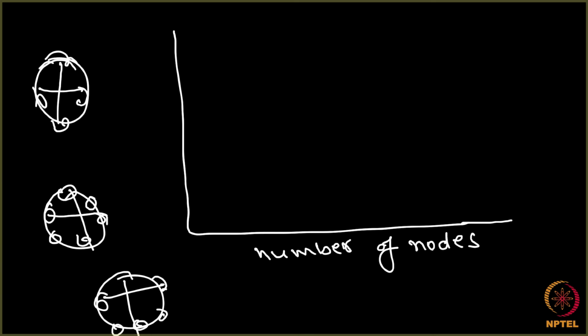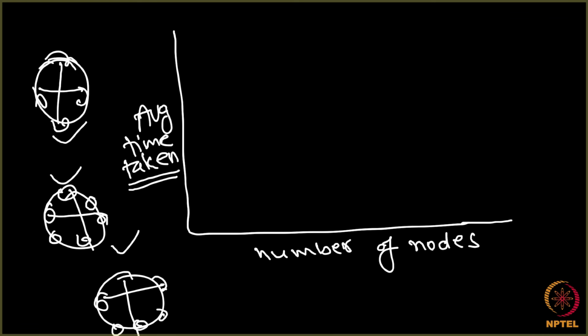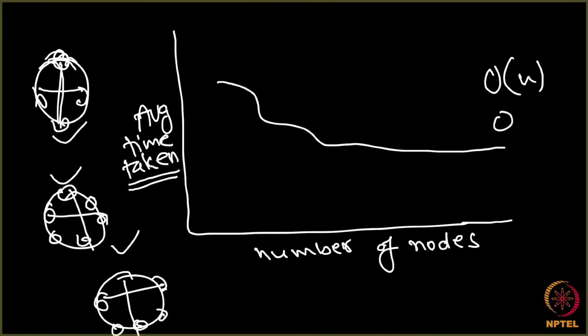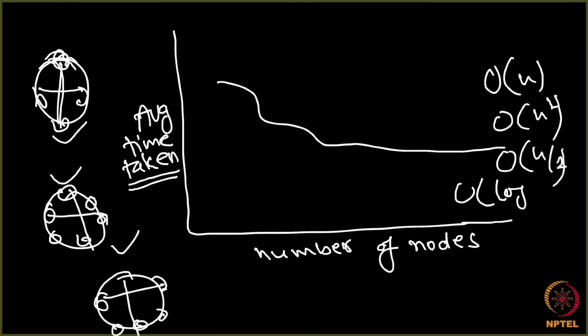And then we are going to do decentralized search on these networks, and look at the average time taken to find the path from the source to the target, how many steps are taken. We'll see what this plot looks like, whether it is order of n, order of n square, order of n by 2, order of log n, or order of log square, and what it is. We will be looking at this in the second programming screencast.